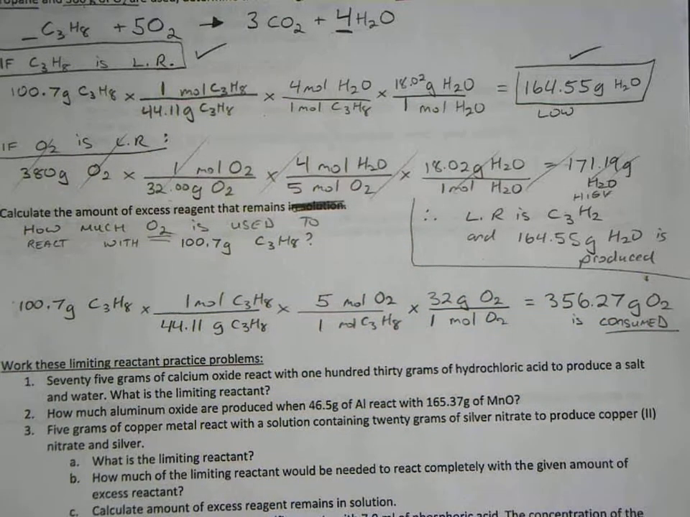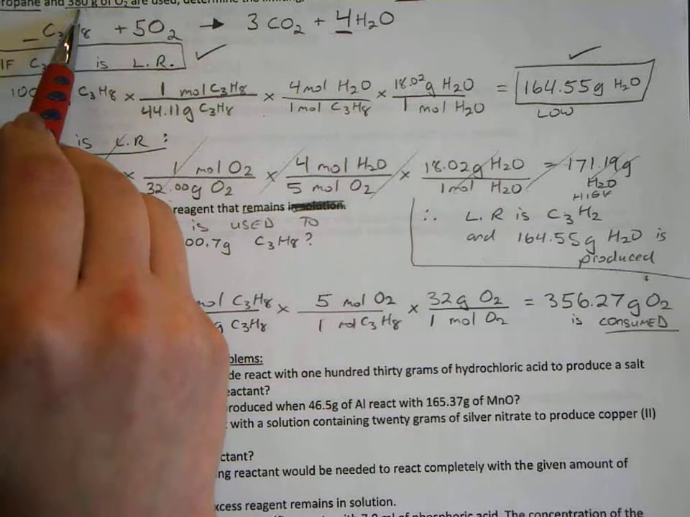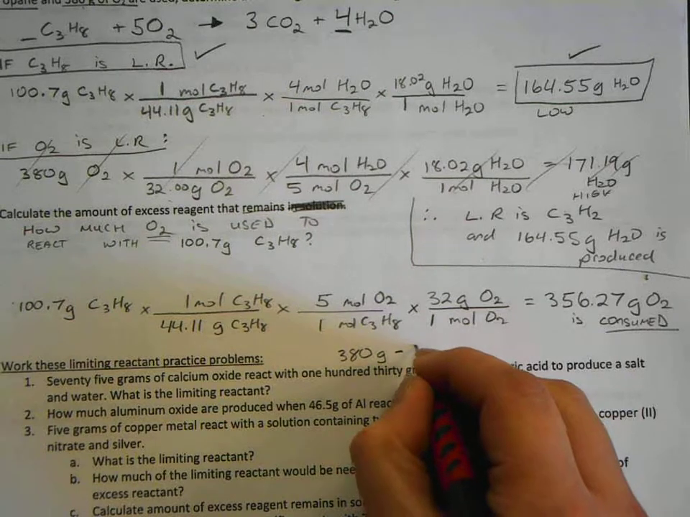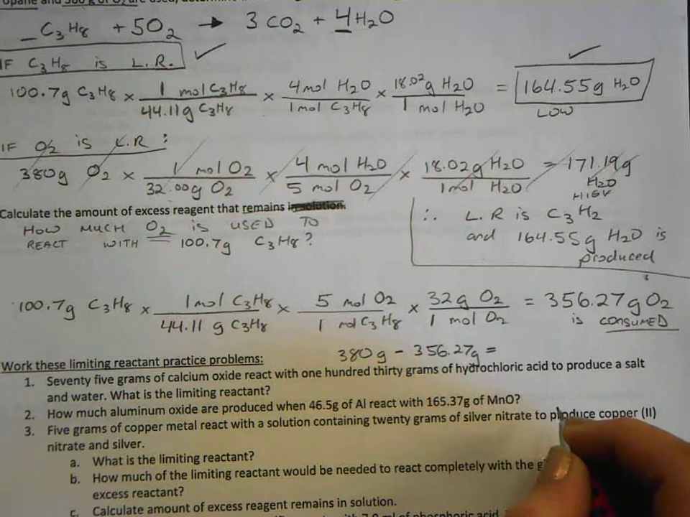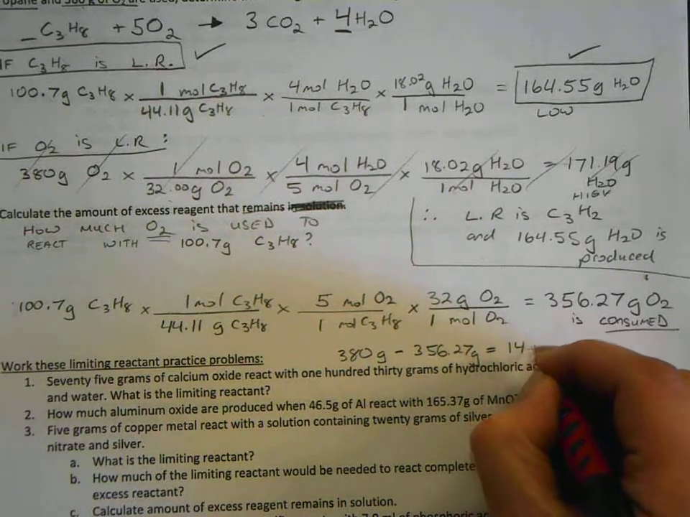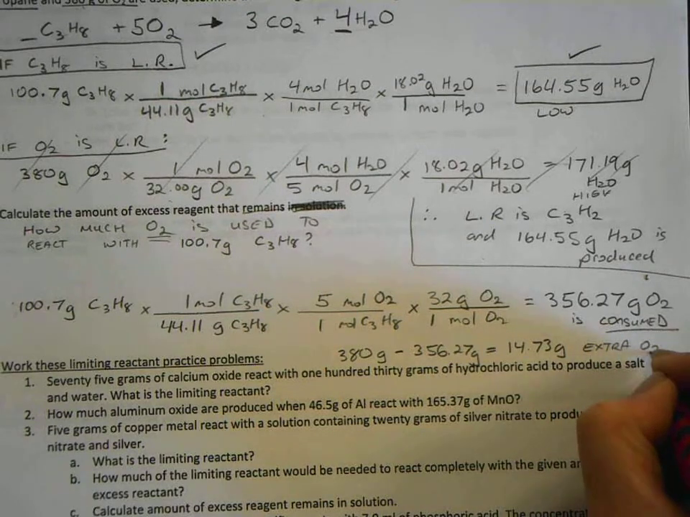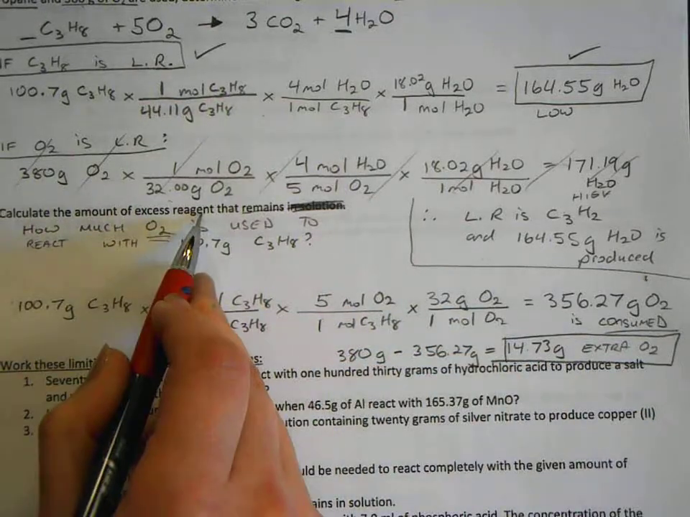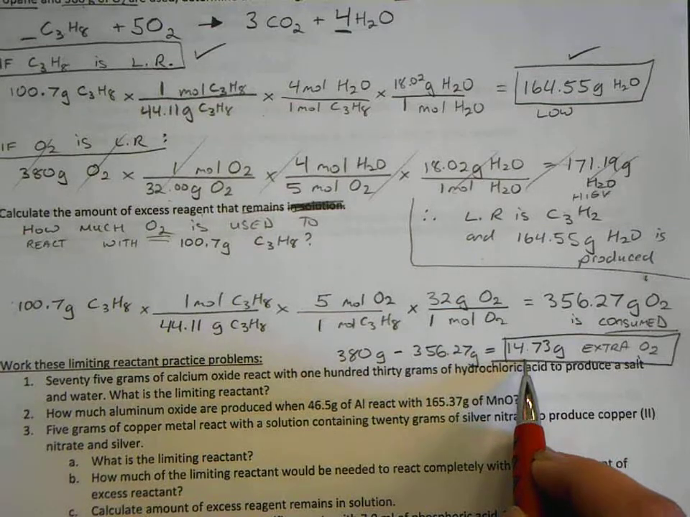But I didn't ask what is consumed. I want to know what remains. I had originally 380 grams of oxygen. My 380 original grams minus the 356 gives me about 14.73 grams extra. So, to calculate the amount of excess reagent, O2 is the excess, and we have about 14.73 grams of excess.